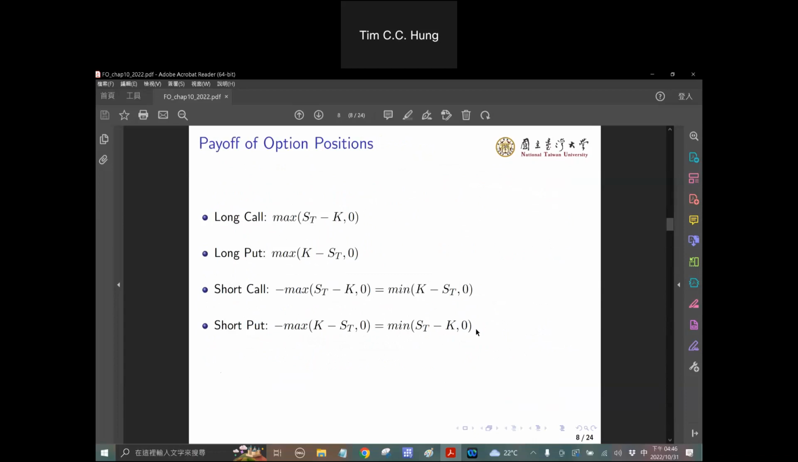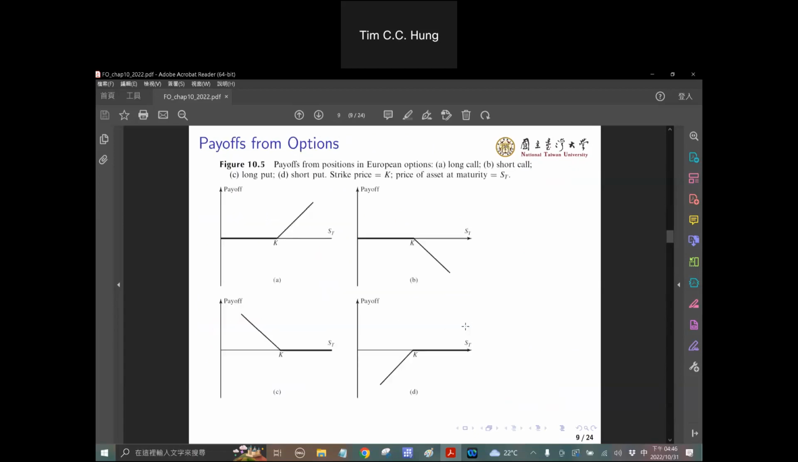What is the max function? What is the min function? Why does the payoff of a long call, long put, short call, short put look like this? You can try to practice yourself, try to draw these diagrams, and once you get familiar with them, you will have a better preparation for the future chapters. That's pretty much about today.